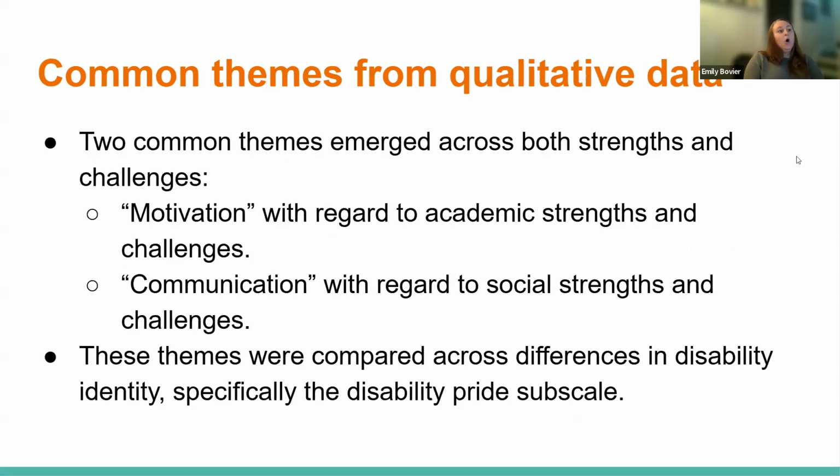When I looked at the open-ended responses from our students, two common themes emerged across both strengths and challenges with regard to academics and social life. Motivation emerged as a theme with regard to academics, and communication emerged as a theme with regard to their social life. And so what I opted to do was compare these themes across differences in disability identity, specifically looking at disability pride, again, because I'm focusing on that strengths-based approach.